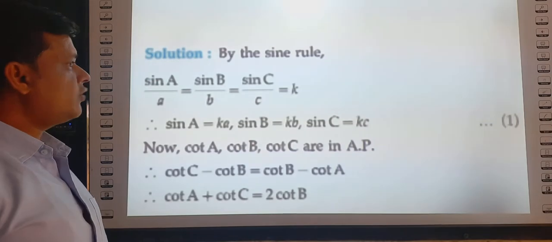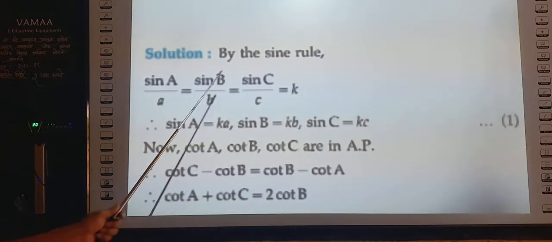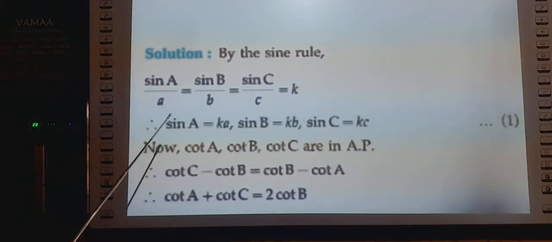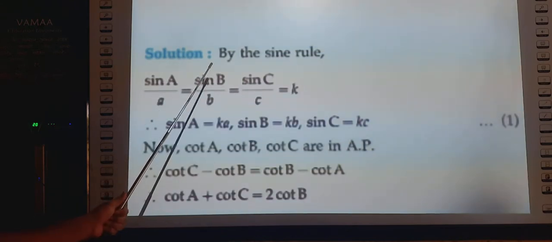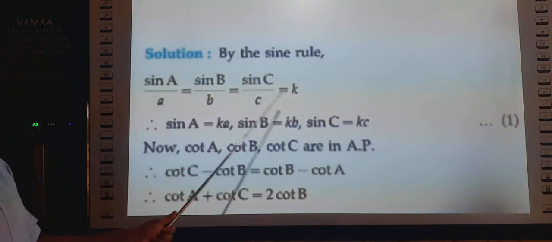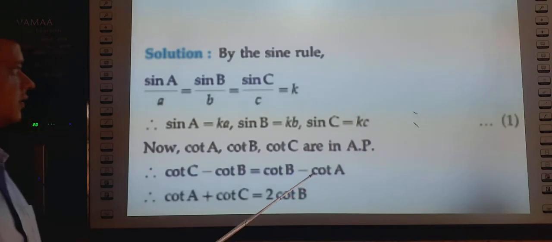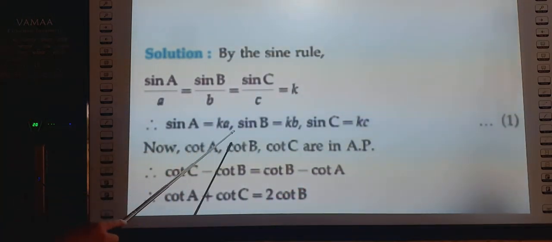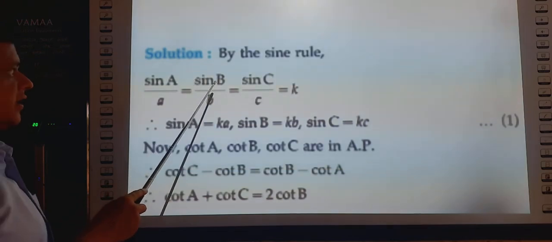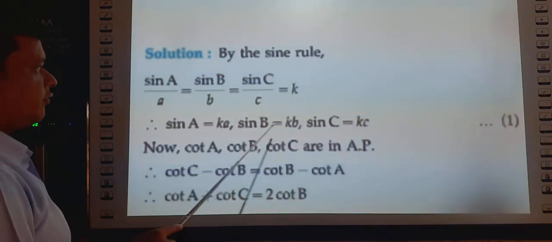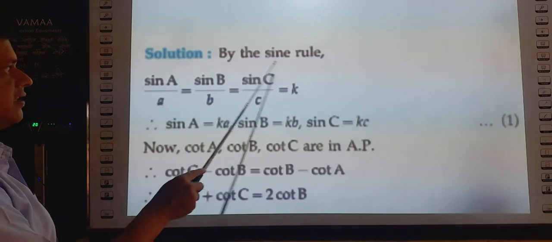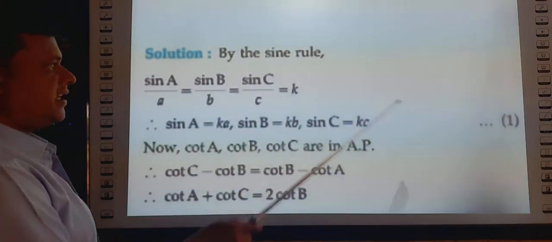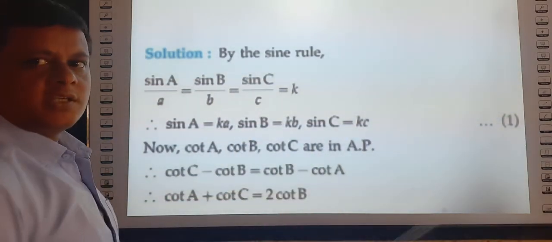So see how to write the solution. By the sine rule, sin A upon a equals sin B upon b equals sin C upon c equals k. So from this, if we equate the first with k, we get sin A equals ka. The second ratio, sin B upon b with k, we get sin B equals kb, and the third with k, we get sin C equals kc. We denote this as equation number 1.